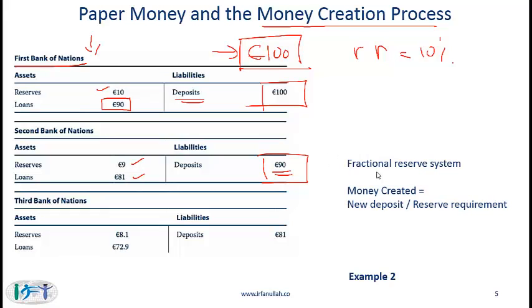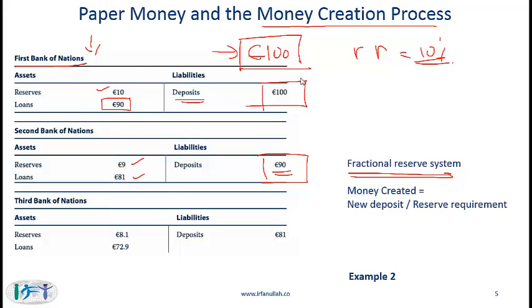As I mentioned, this is because of the fractional reserve system, and as you might have gathered, the fractional reserve system suggests or says that when a certain amount of money is deposited in a bank, a certain fraction, which is 10% or 1 over 10 in our example, must be kept as reserve and the rest can be loaned out. Because of this, the money created is more than 100.